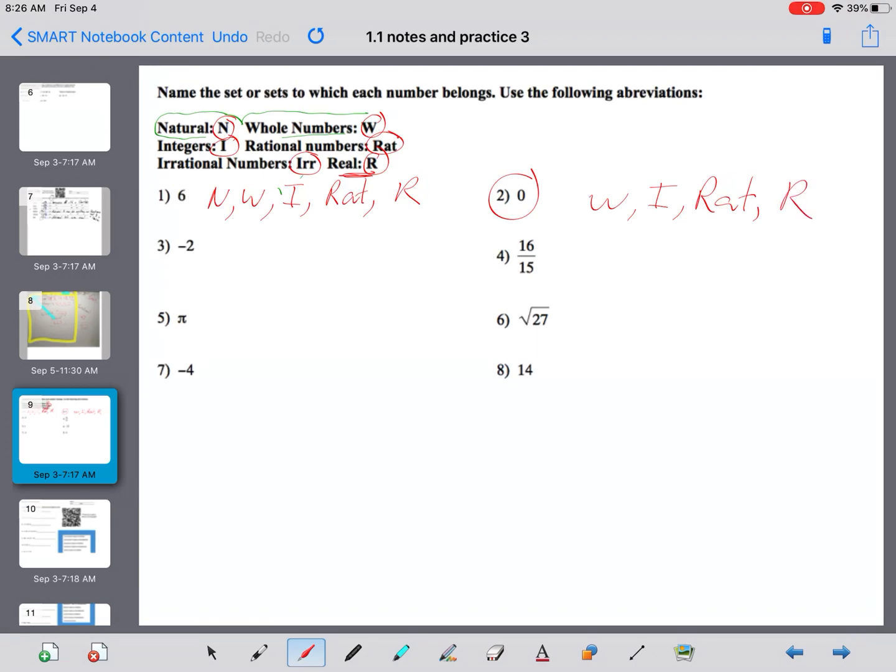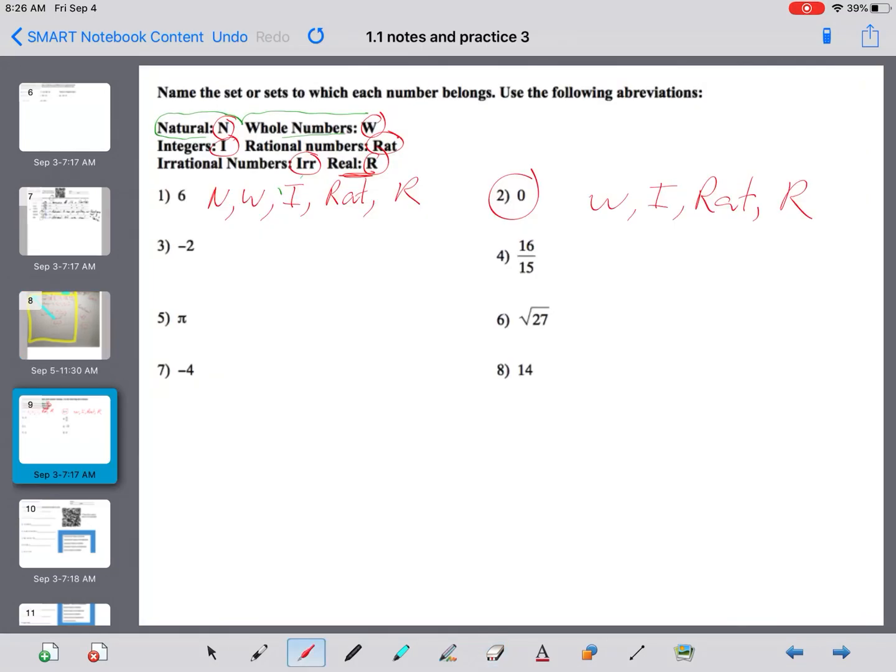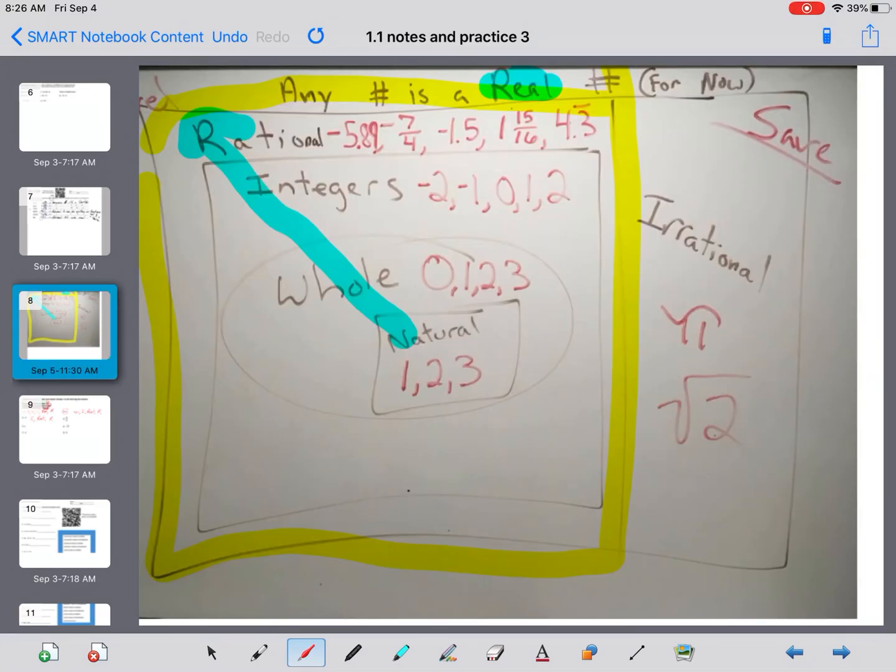Next is the number -2. So what's the smallest box that -2 fits in? It does not fit into the natural system. It does not fit into the whole numbers because they need to be 0 or positive. -2 fits into the integer system. Then it's also rational and it's also real. Integer, rational, real. Next, 16/15. That's a fraction. That means it's rational. And if it's rational, it's also real. So rational and real.